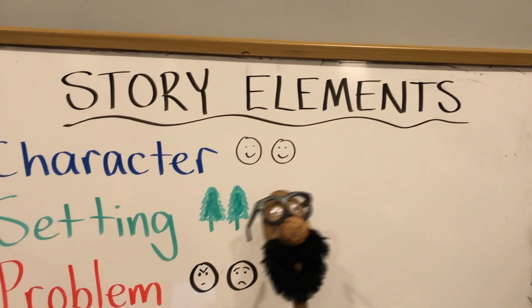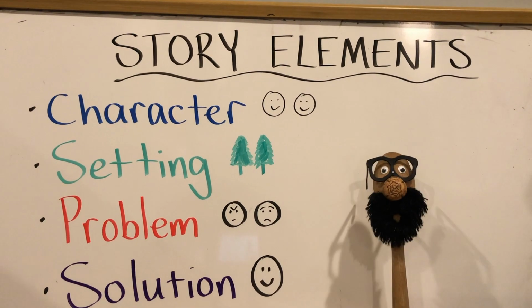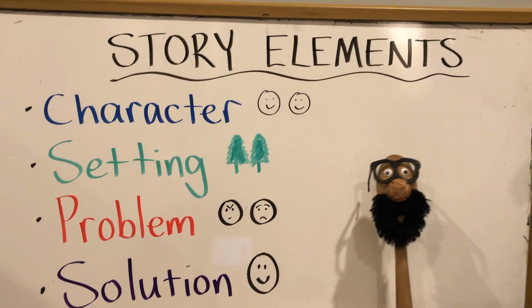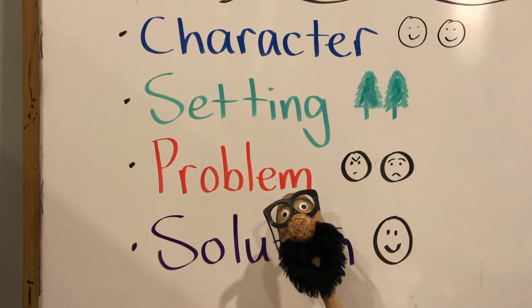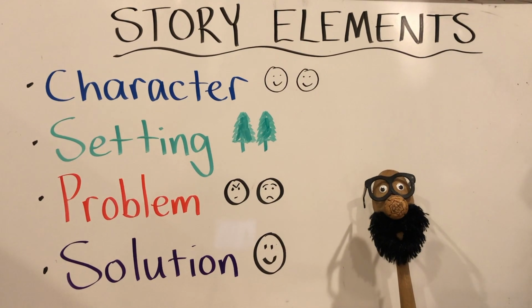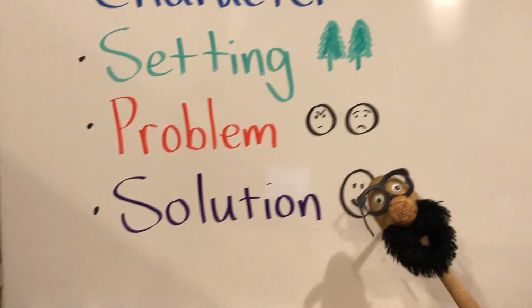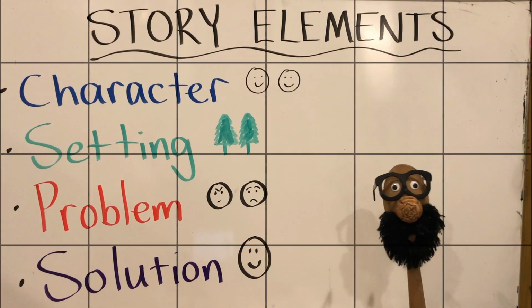Mr. Malloy didn't give me any arms, so I got to point with my head. Story elements. Character. Who is in the story? Setting. Where does the story take place? Problem. What goes wrong? And solution. How is the problem solved? Well done, Spoony. That was very impressive, and amazing how you were pointing with your head.